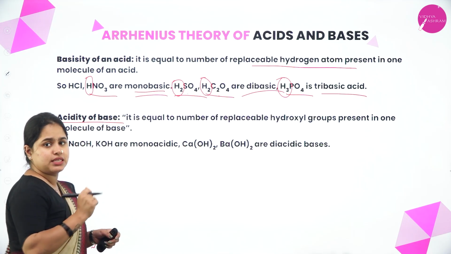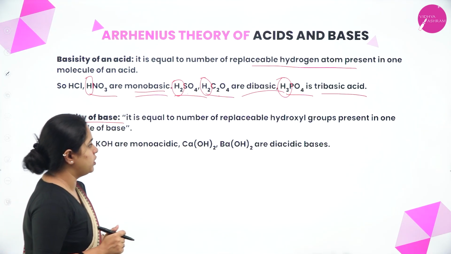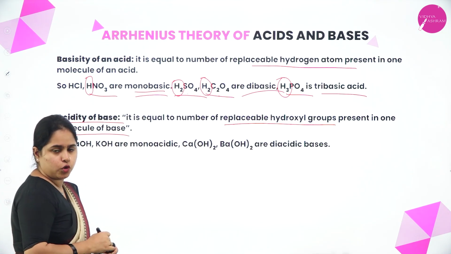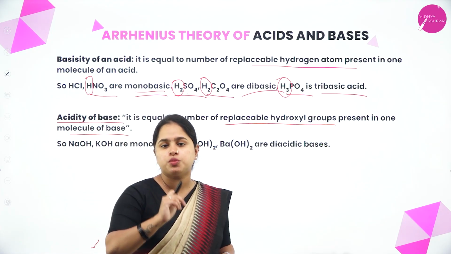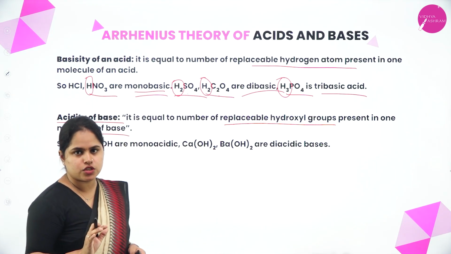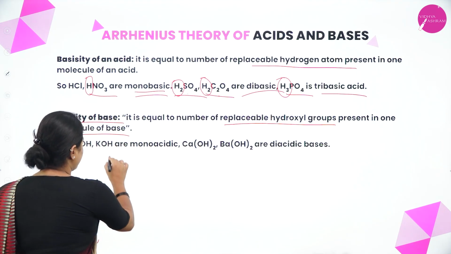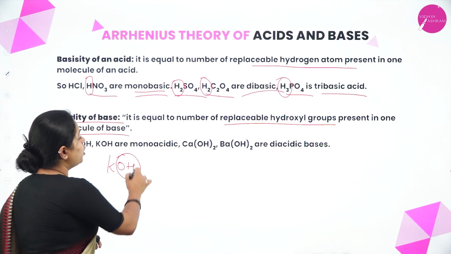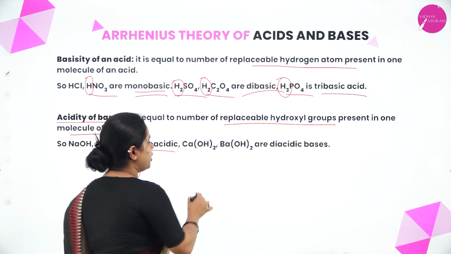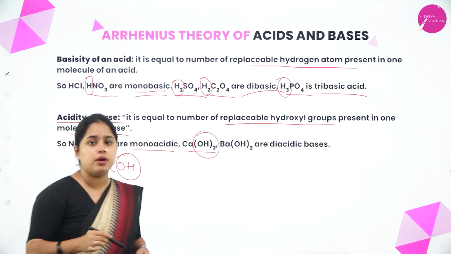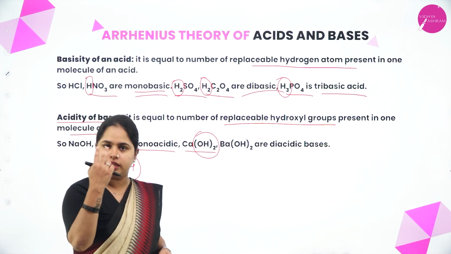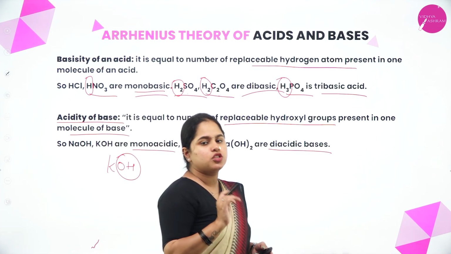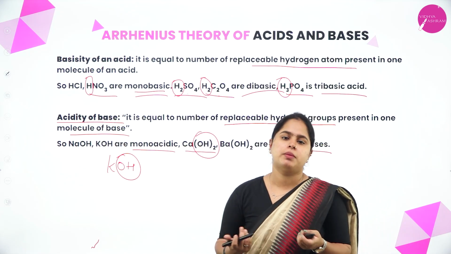Now acidity of a base, let's discuss. Acidity of a base is equal to the number of replaceable hydroxyl groups present in one molecule of a base. How many replaceable OH minus groups are there in the substance is called the acidity of a base. For example, KOH, one hydroxyl group is present, right? So it is a monoacidic base. Now calcium hydroxide, Ca(OH)2. How many replaceable hydroxyl ions are there? There are 2, right? So it becomes a diacidic base. I hope it is clear. So this is how you can calculate the acidity of a base or basicity of an acid.